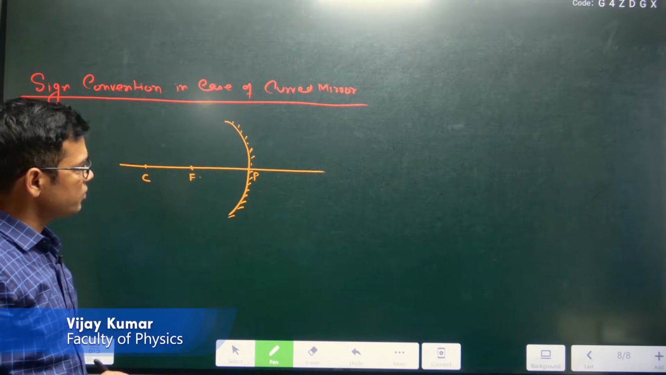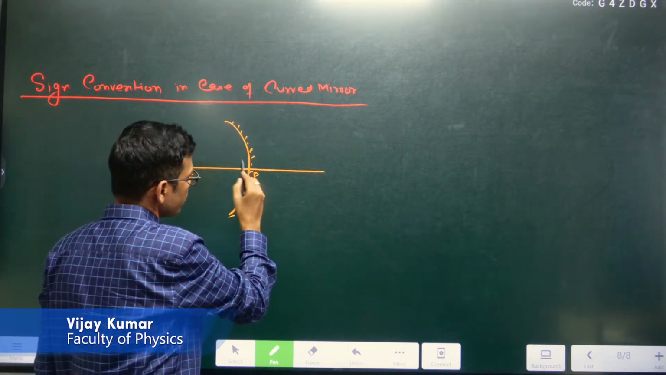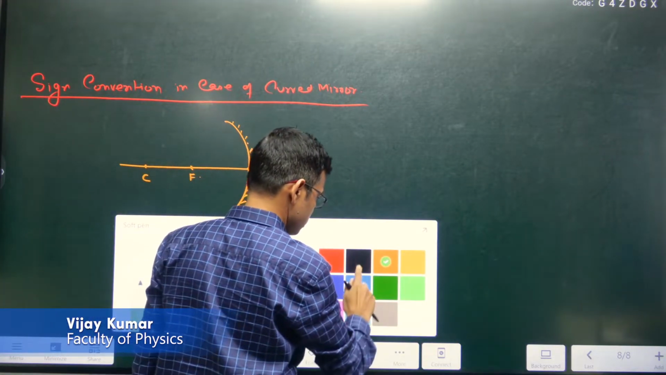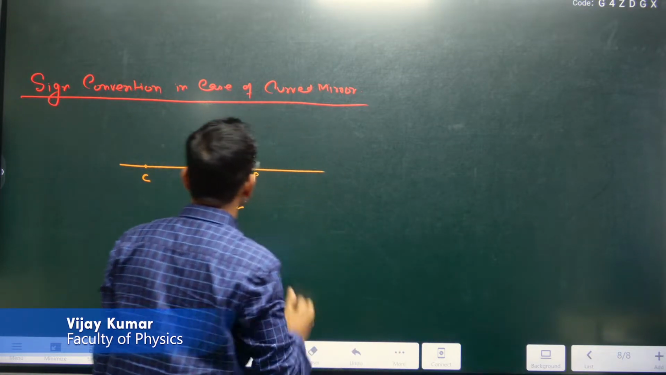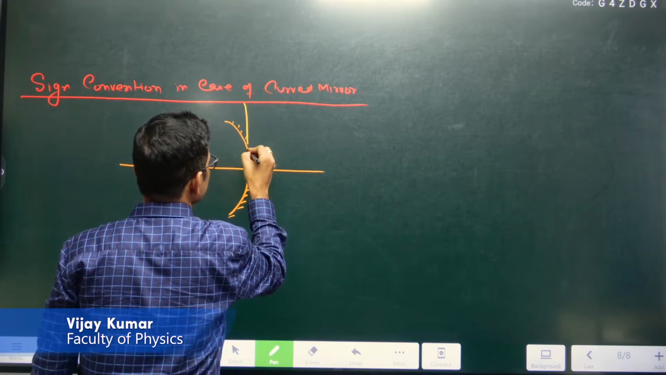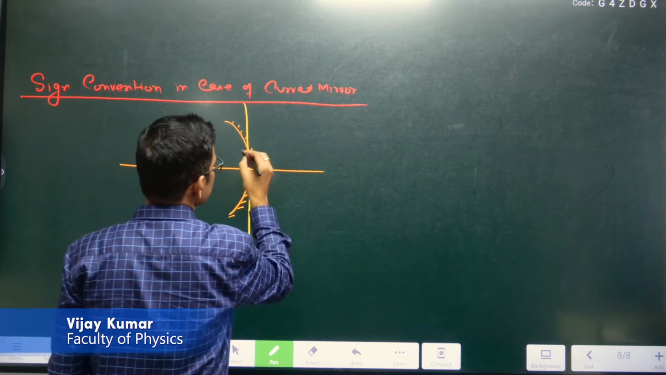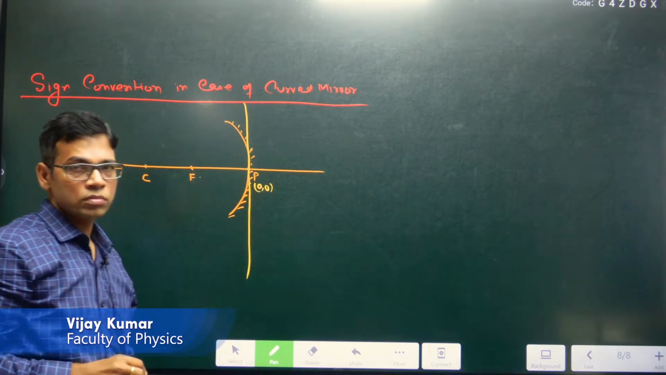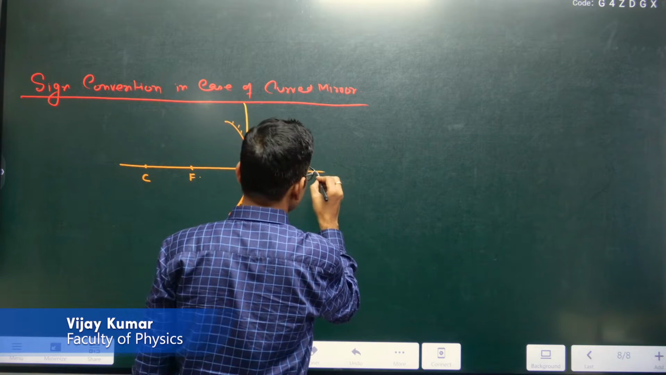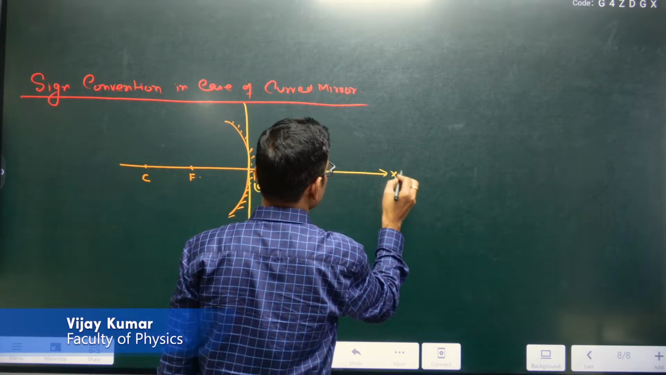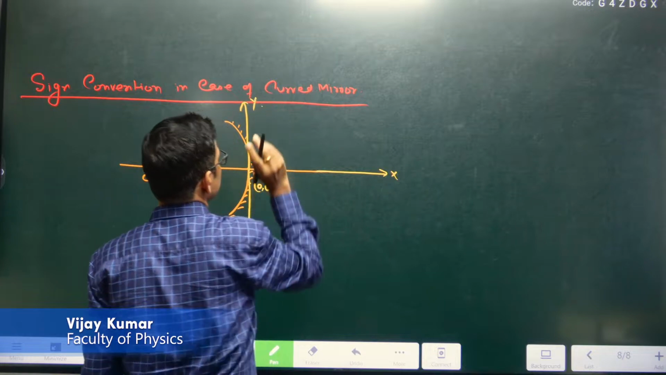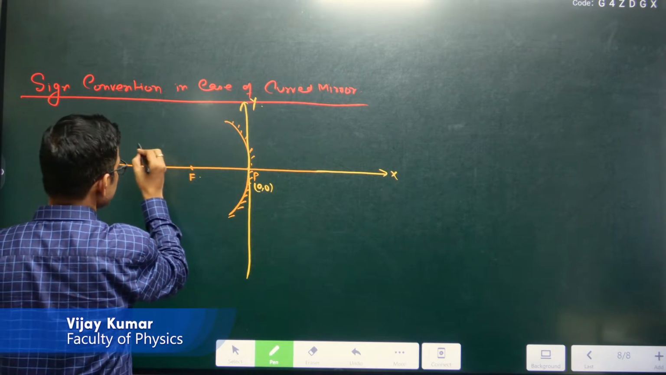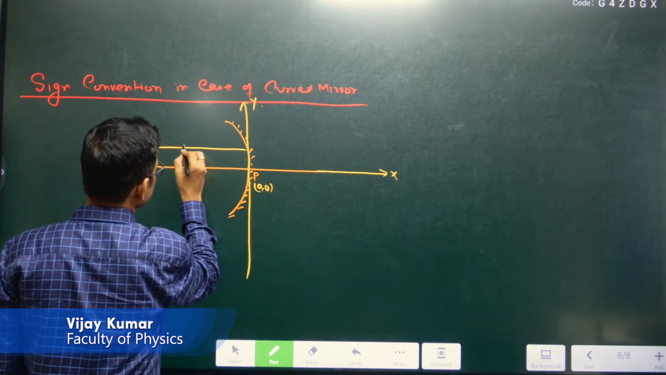So for the sign convention, first we will consider the position of the pole as the origin. So this will be your 0, 0. Now this will be your x-axis and this will be your y-axis. So the incident ray, suppose the incident ray is coming from the left in this direction.